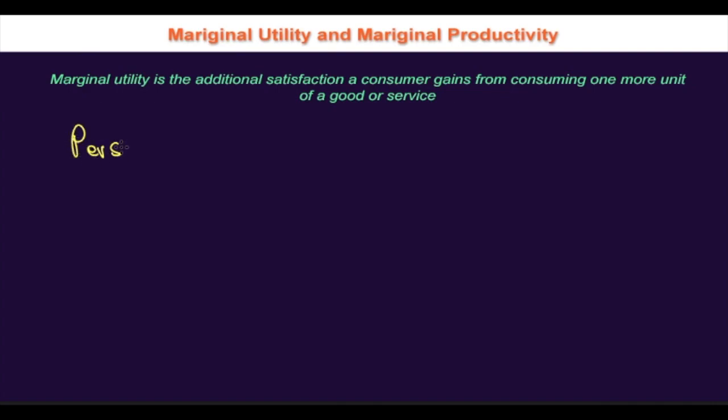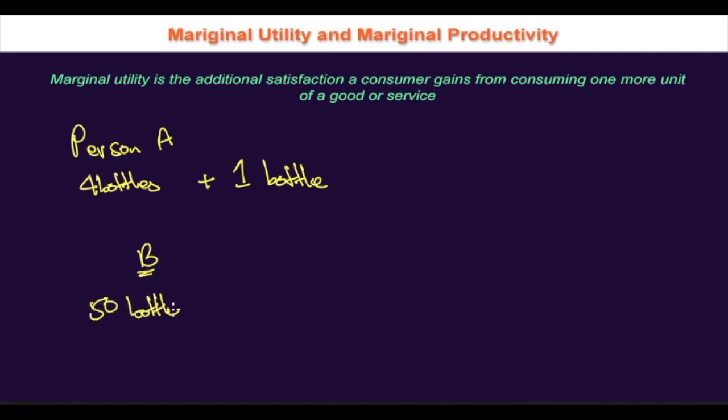Imagine that person A has 4 bottles and buys one additional bottle. And there is another person B who has 50 bottles and buys one additional bottle. The first person A buying the fifth bottle of water will get far more utility from the fifth bottle of water because of its proportion to the total. The fifth bottle increases the total water by 25%.